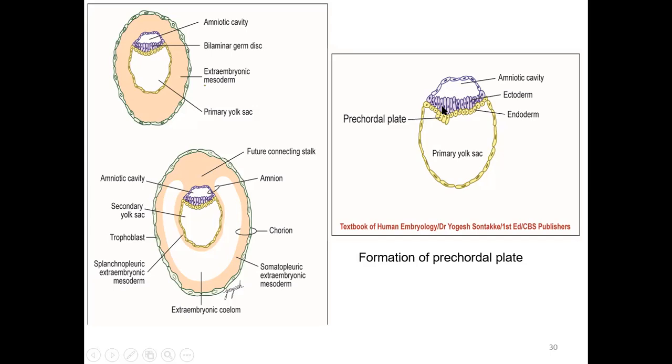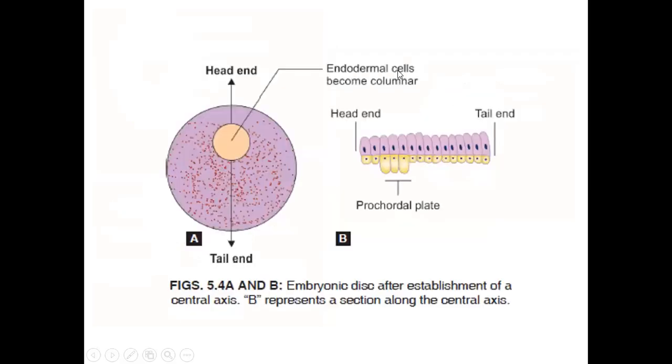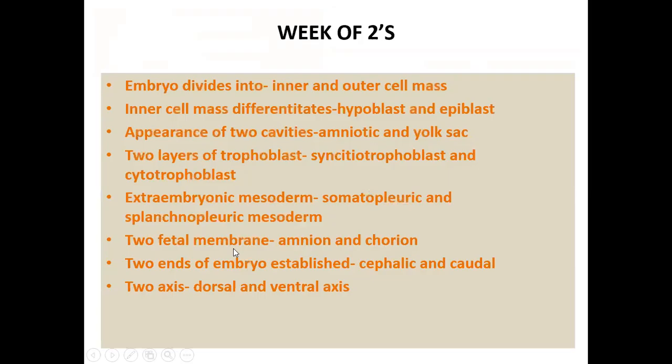Then there is elongation of certain hypoblastic cells, which is known as the prechordal plate, which will establish the cephalocaudal axis of an embryo. So this is the prechordal plate, denoting the head end and the tail end of a developing embryo. So why is the second week known as the week of twos?